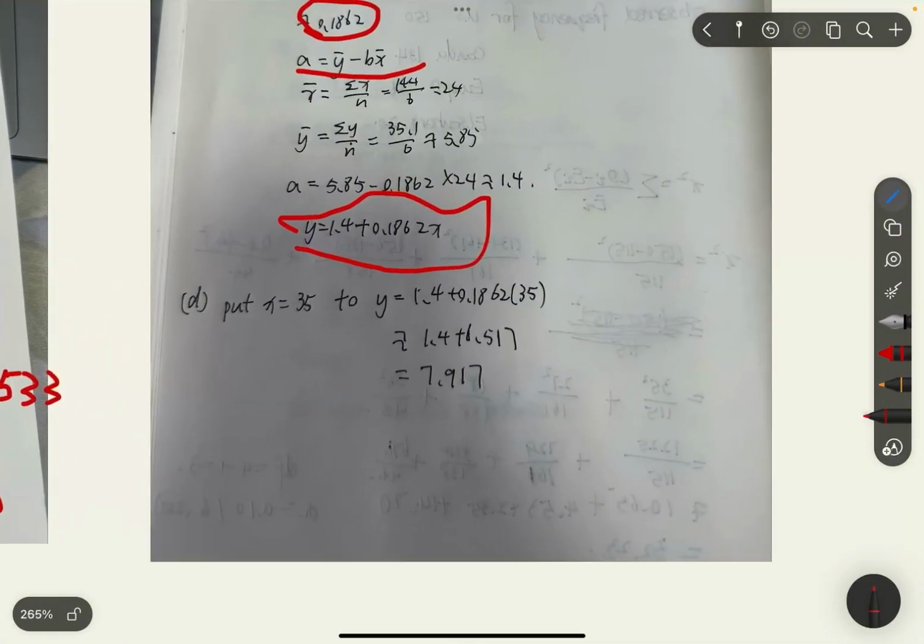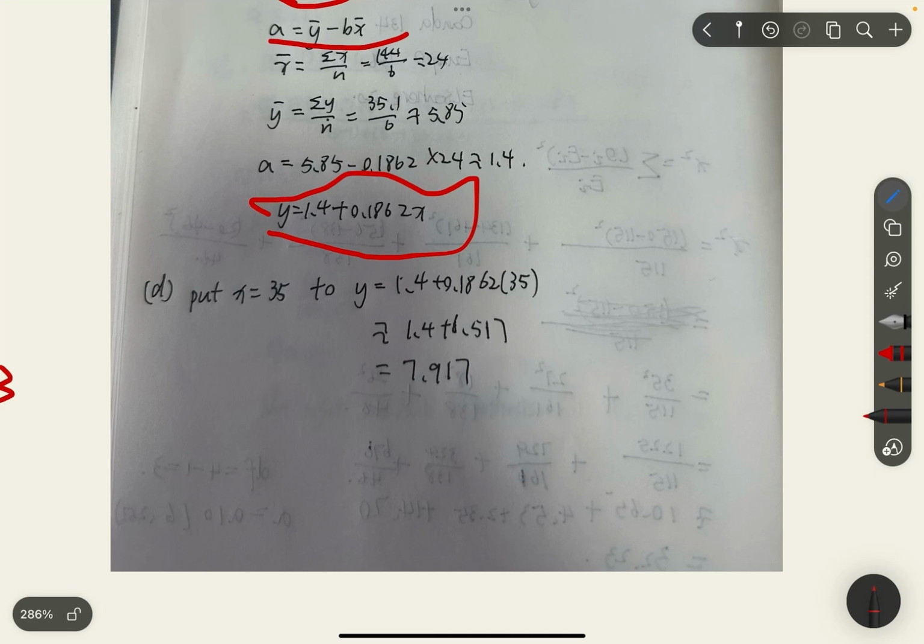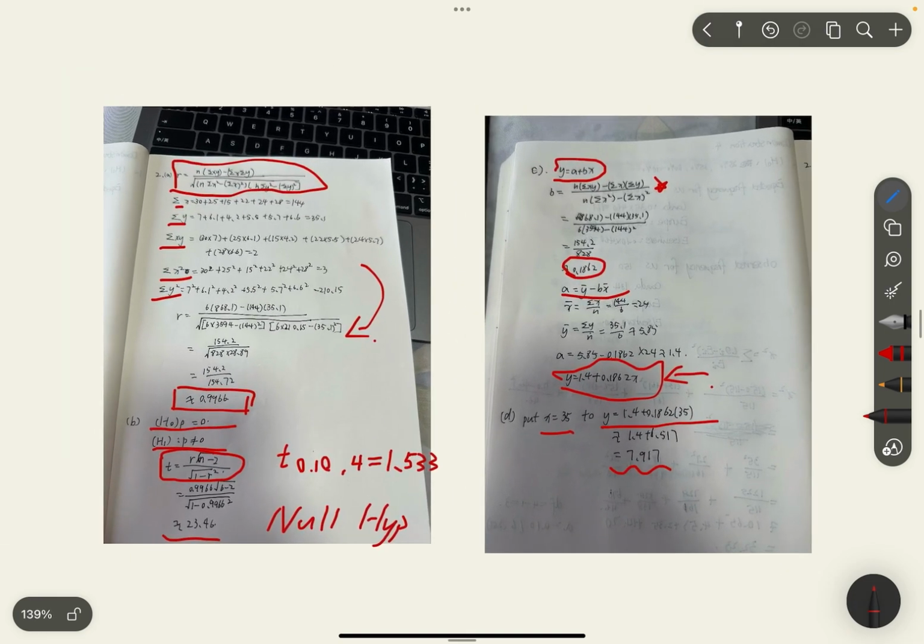In question D, use the regression line to determine what would be the mood level with 35 minutes of daily hobby. Put x equals 35 into the regression equation. We put 35 into this one, and we can get the answer 7.917. So the predicted mood level with 35 minutes of daily hobby is approximately 7.917. So that's all for question 2.